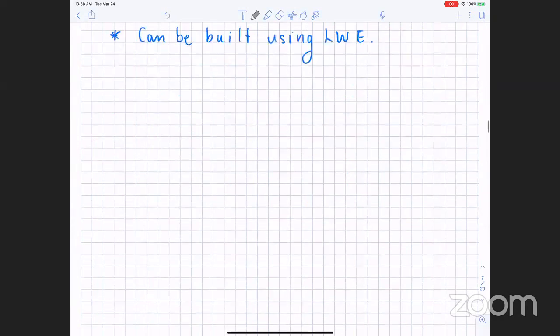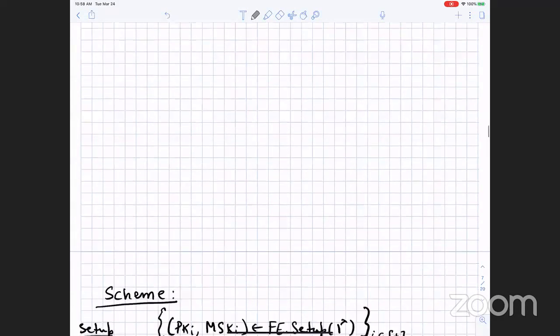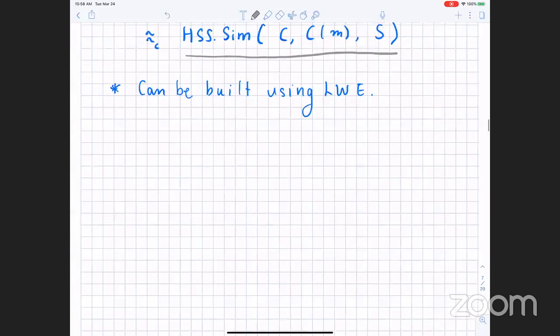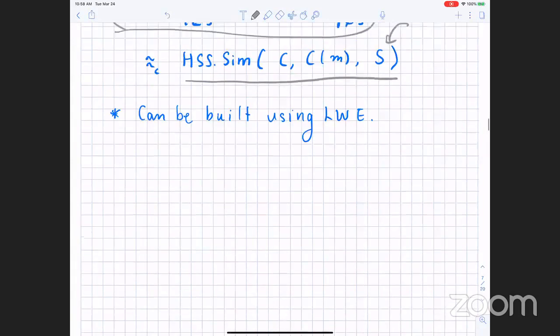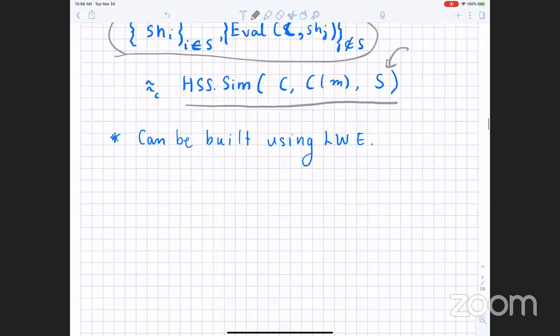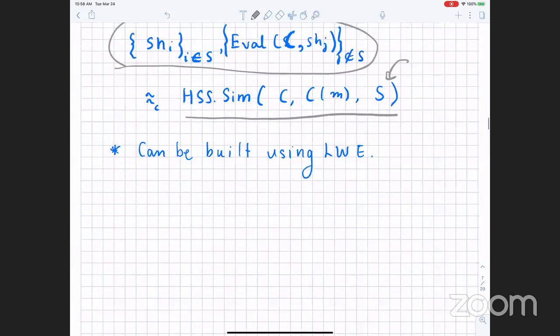So now, Aayush? Yeah. Question. You don't need this property that the HSS output can be computed as an XOR of the local... No, I don't need that at all. Okay, good. Thanks.